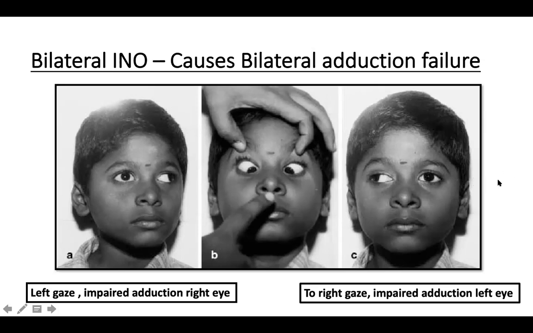This is because of a bilateral medial longitudinal fasciculus lesion. So this sort of eye is called a walleye, in which bilateral adduction is impacted, or the walleye bilateral INO phenomenon. One important clue is that the convergence is intact. So this indicates that there is no paralysis, because the eyes can move inward. But when you ask him to move each eye separately, it cannot move inward. So there is a bilateral failure of adduction. This is a bilateral INO.